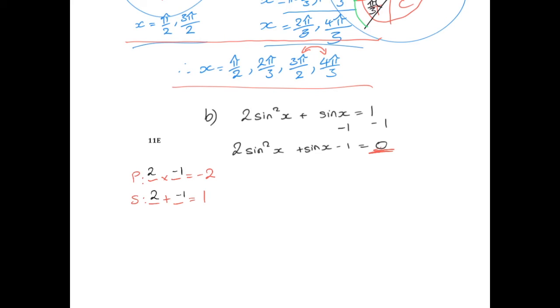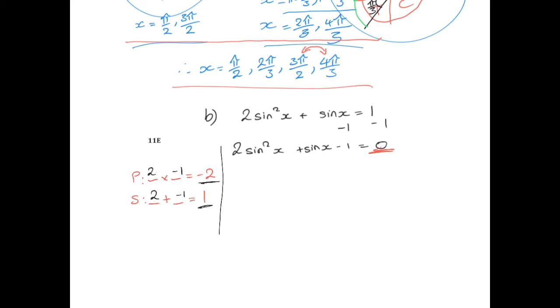Do you understand, girls? Because my product is negative, my numbers need to be different signs. Does that make sense? But because my addition is positive, the larger number is positive. Otherwise, we'd end up on the other side of the 0. Do you know what I'm saying? Have a think about that a little bit. Okay, so there's my two numbers.